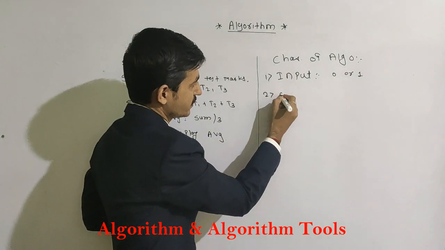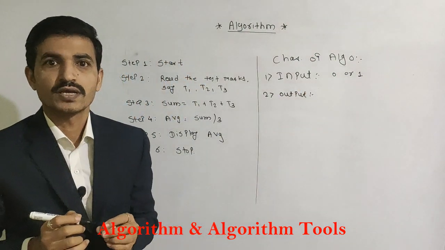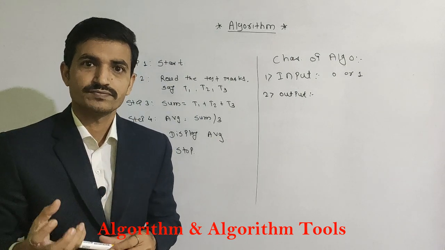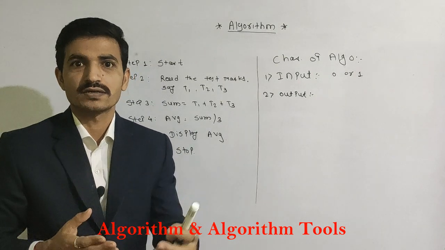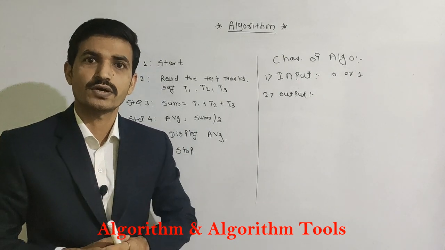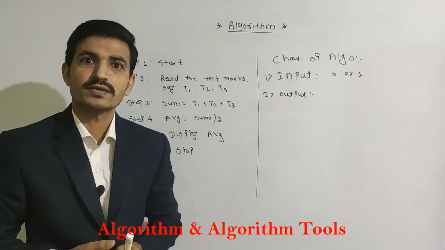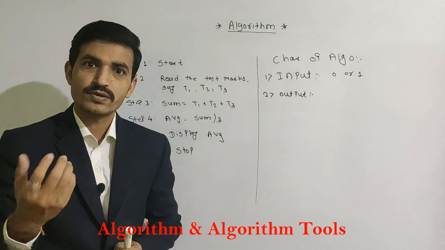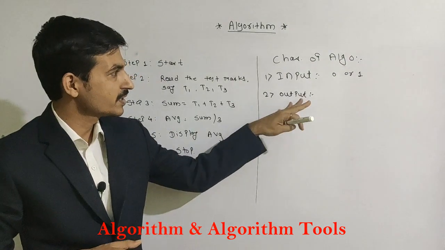Second one is output. Each algorithm has an output. When we execute a certain statement, you will get a result. That result is nothing but an outcome. You can consider any function in C programming. When we write a function, there may be a parameter to the function or may not be a parameter, but that function will give a certain result. That is nothing but the output.